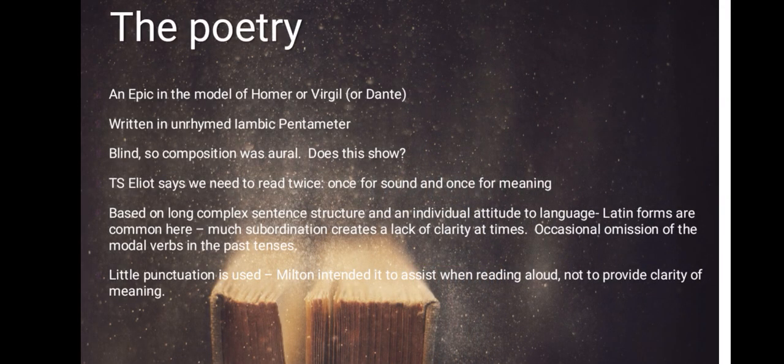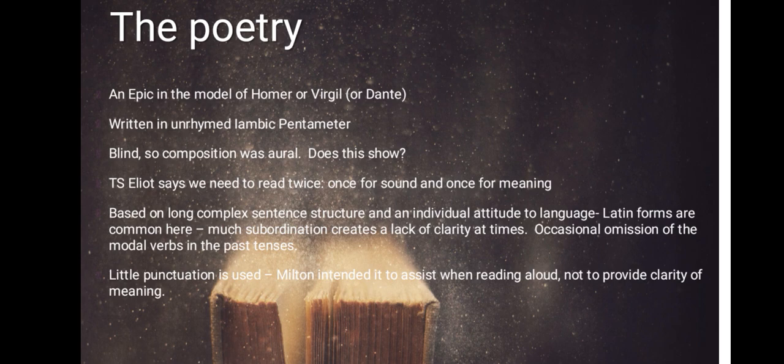The poem, an epic in the model of Homer and Virgil, is written in unrhymed iambic pentameter. I gave you this term in the previous lecture on literary terms. Unrhymed iambic pentameter means no rhyming scheme, like blank verse. Milton was blind, so the composition was oral.